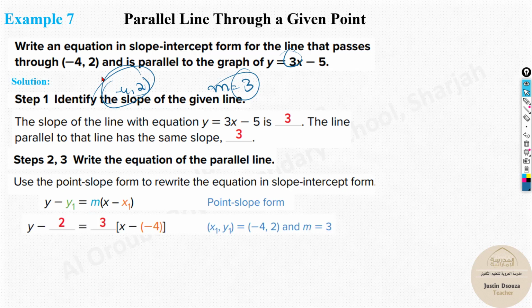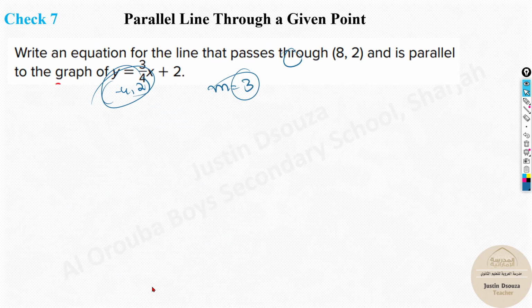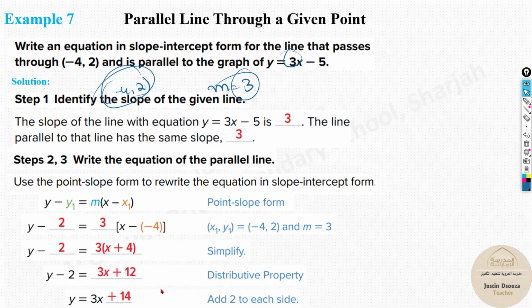Substitute these points. It is y1 is 2 and x1 will be minus, and minus will be plus 4. Okay, and 3 is outside. Now, you can further solve it by the distributive property, by multiplying this or distributing this 3 inside the parentheses. It will be 3x plus 12. And over here now, take this to the other side. It will be y equals 3x plus 14. 12 minus 2 goes to the other side, becomes plus 2. It will be plus 14. That's the equation. Very simple, very straightforward.